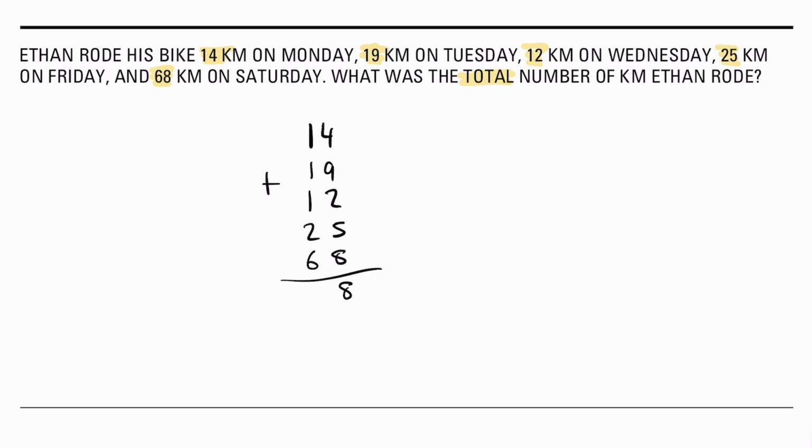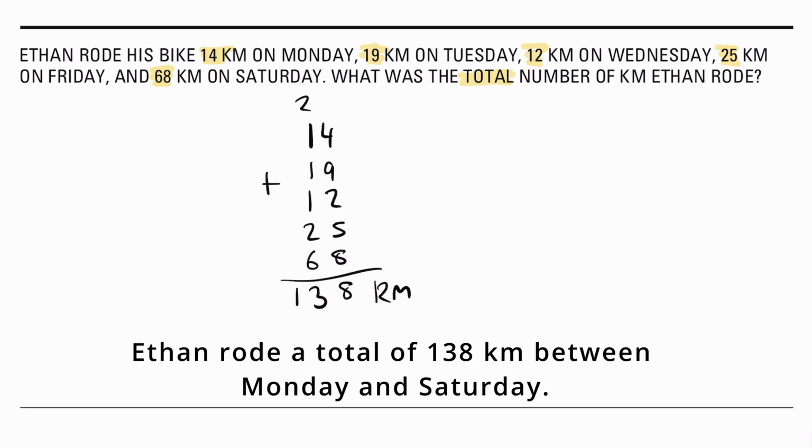And so we carry down that 8, and then we put the 2 over here. And so then we get 2 plus, and then we got 3 ones, so that's really 3 is 5, plus 2 is 7, plus 6 is 13, and we end up with 138. And so we know that this is in kilometers because all of these other numbers are kilometers also. And so if I was going to write a worded answer to this, I would say Ethan rode a total of 138 kilometers between Monday and Saturday.